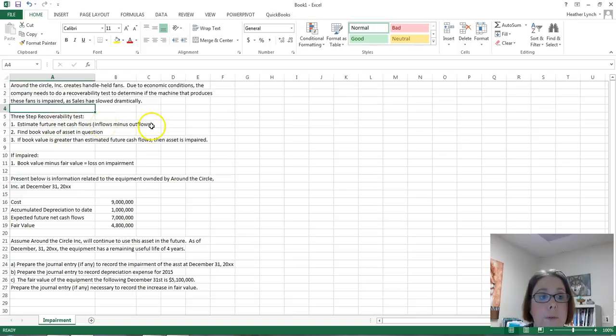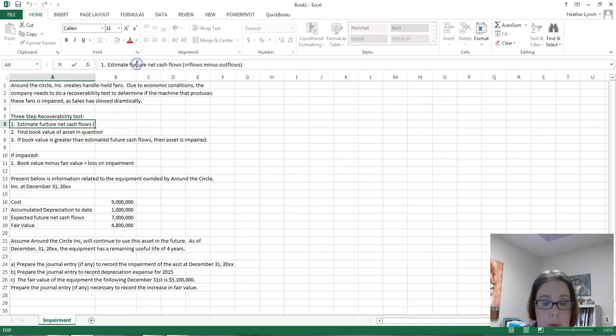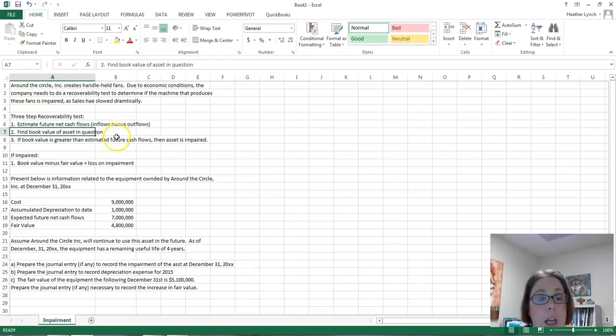Step one, we estimate the future net cash flows, your inflows, your sales, minus your outflows, which would be your expenses. Find the book value of the asset in question. Remember, book value is your cost minus your accumulated depreciation. And if the book value is greater than the estimated future cash flows, then the asset is impaired. If it's impaired, we look at the difference between the book value minus the fair value, and that gives you the loss on impairment.